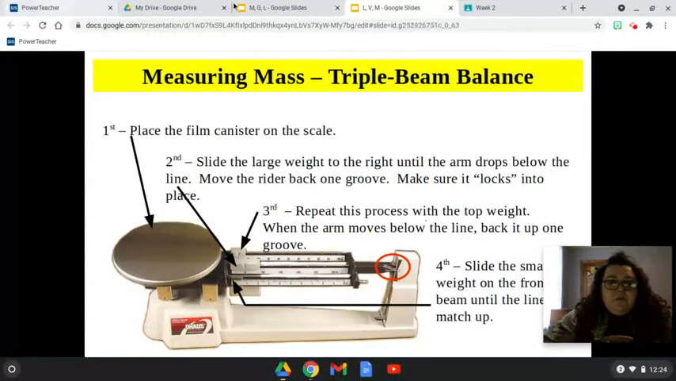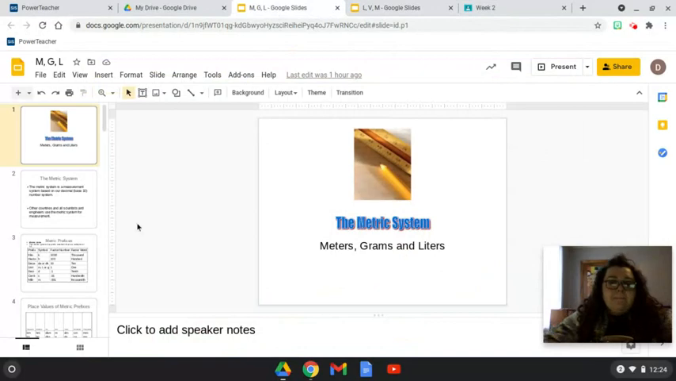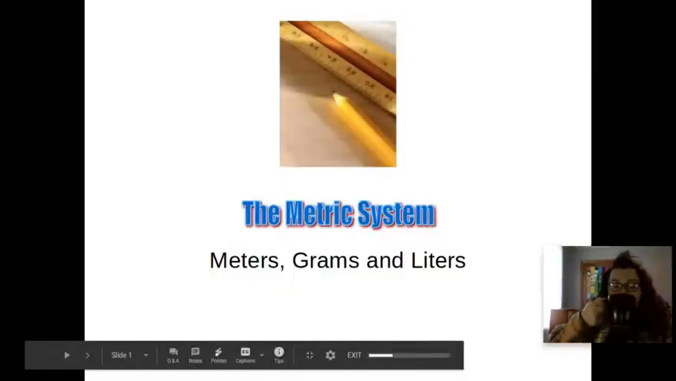Let's switch over to this other one. So this is just some more measurements here in this Google Slides that also contains your questions for your assignment.